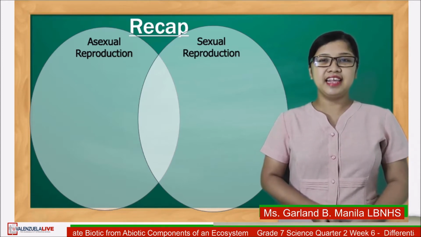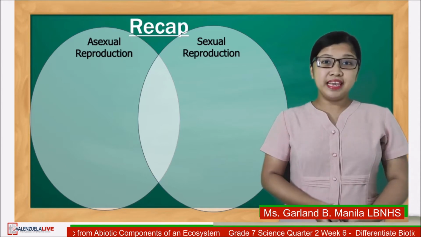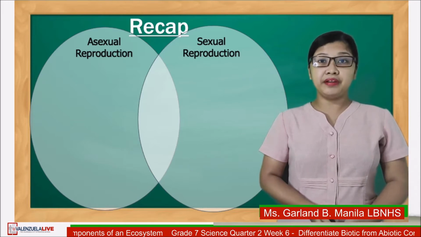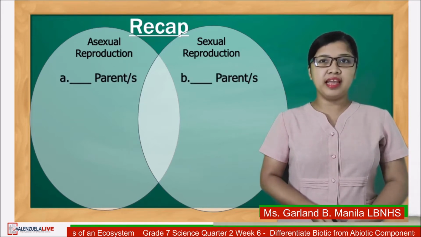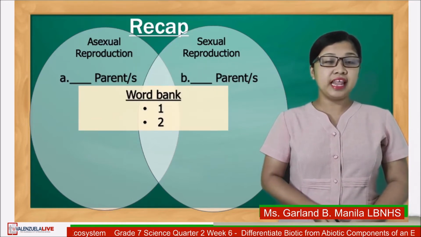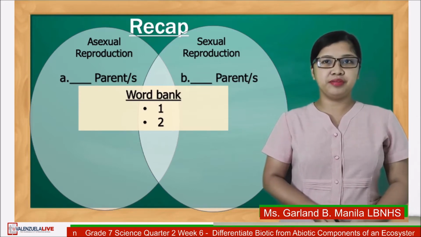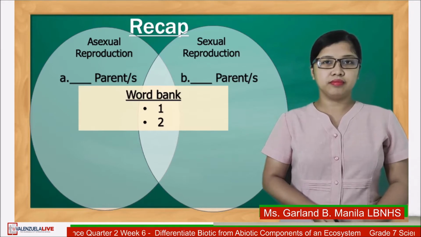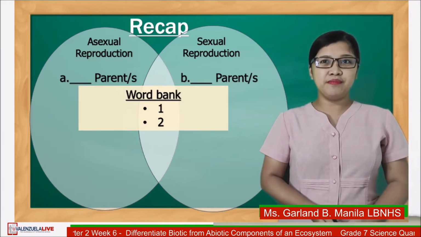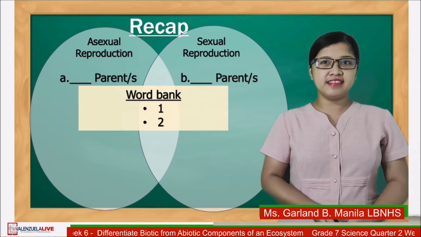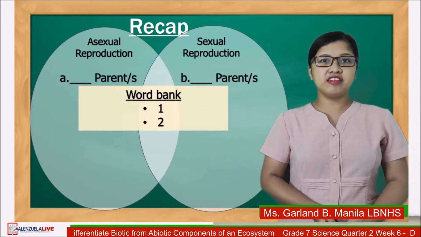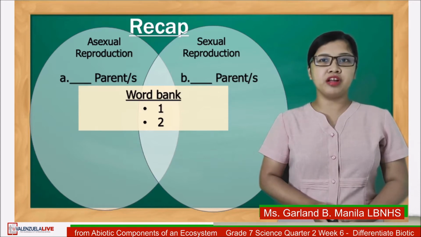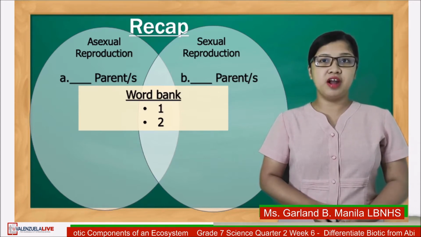Ready? Let's begin. Let us begin in statement letter A and B. How many parents are involved in asexual and sexual reproduction? Type your answer in the comment section. Time's up. The correct answer is for asexual, 1, whereas in sexual reproduction, 2 organisms are required.